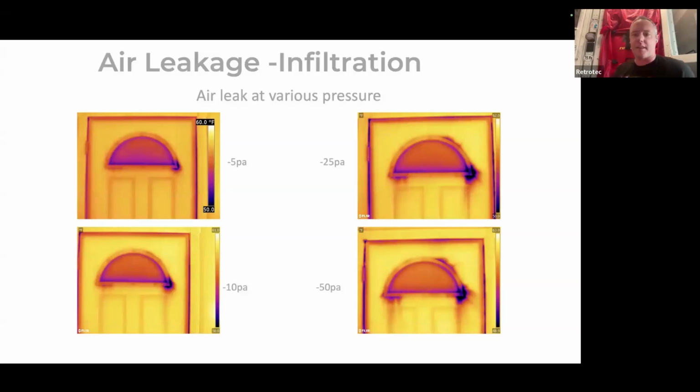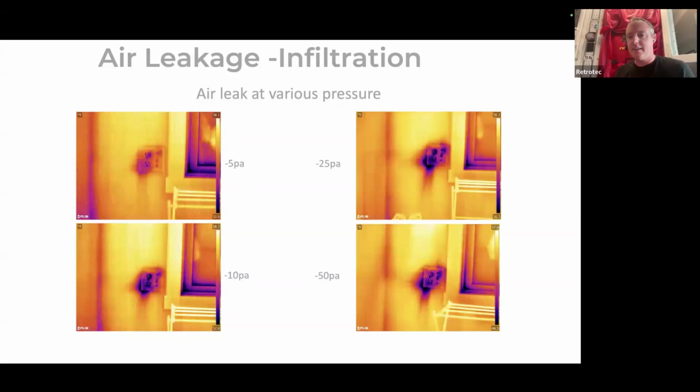Here's an example. Here's the same leak under different pressures, going from -5 to -50. So -5, 10, 25, 50. You can really see how that leak expands. Now, for this particular leak, a window and a door that you would get from Lowe's or Home Depot, I'm not too surprised to see that. But if we're looking at passive house or something like that, where every tiny leak counts, it makes a difference. You don't want to over exaggerate that leak and really miss where the source of it is.